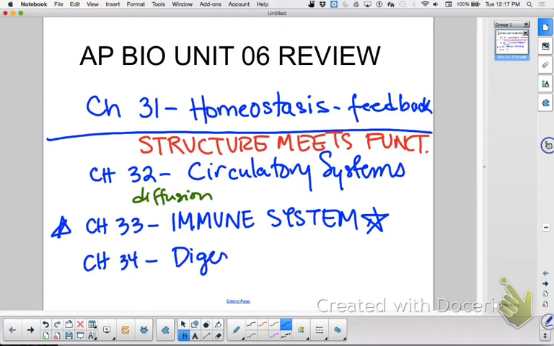Digestion. Those of you in period 1, I recorded period 3's overview of the entire digestive system and the importance and the adaptation, so you have that available to you as well. All right, so did we hit them all? 31, 32, 33, 34.